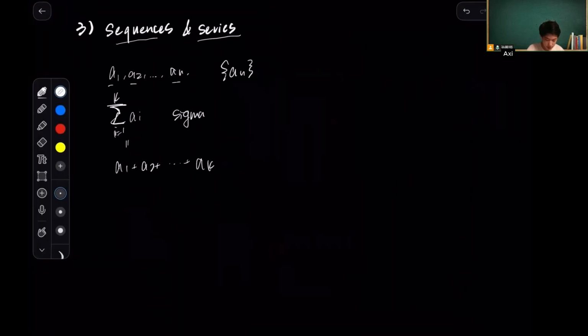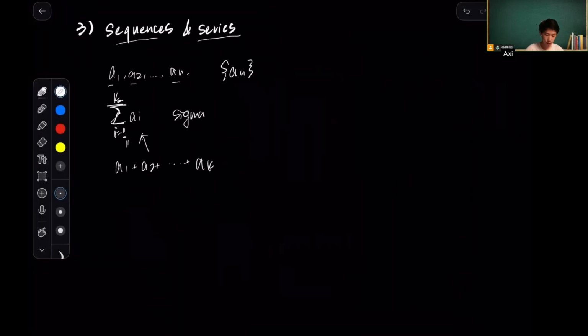Well, it basically means there is an index. So the index is going from 1 up to k. This is the limiting upper bound of the index. And what we have here is the initial value of the index. Then this index moves one by one upwards. So this is the sigma sign.